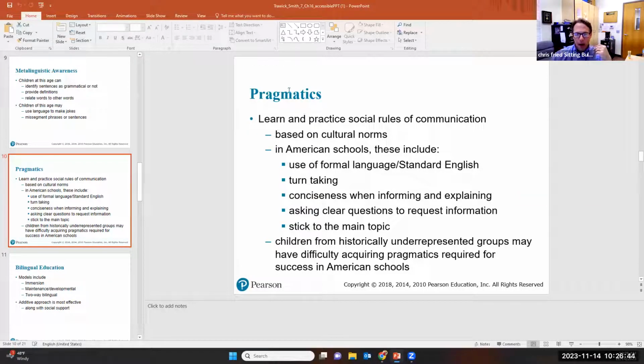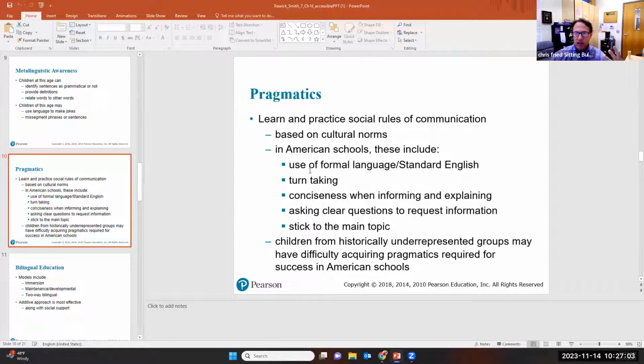So the pragmatics, okay, learn and practice the social rules of communication. What does that look like in your classroom? What does that look like within the communities where your children are from or live? Right? So those are things you want to look at, okay? Example here, use of formal language or standard English.